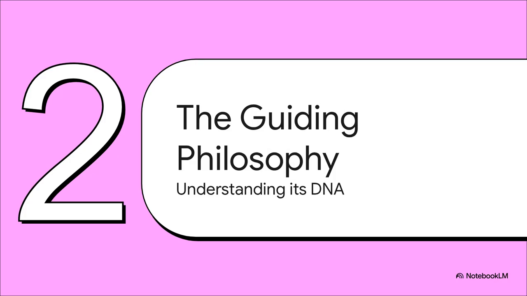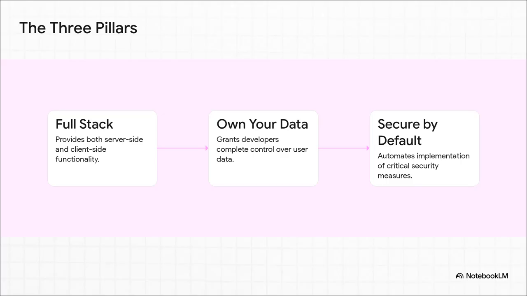To really get what makes Auth.js so different, you gotta look at its DNA. You know, the core principles that guide its design and really set it apart from everything else on the market. It really all boils down to these three foundational pillars. It's a full-stack solution, it's all about you owning your own data, and it's designed to be secure right out of the box. So let's break down what each of these really means for you as a developer.